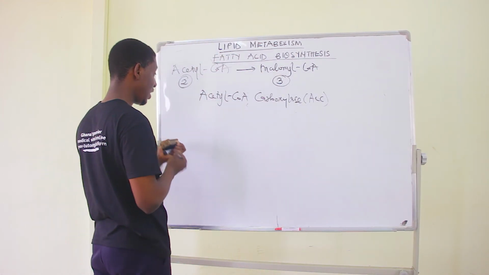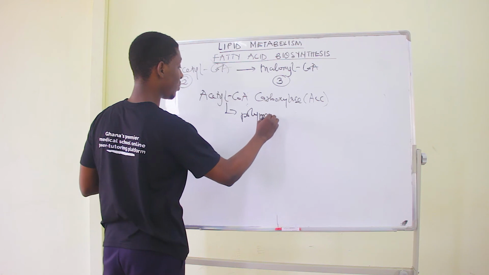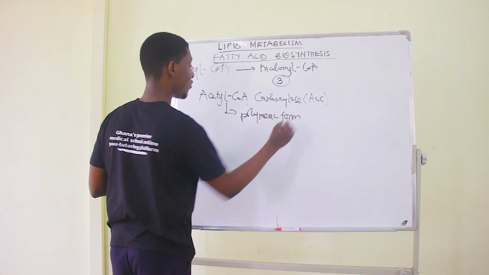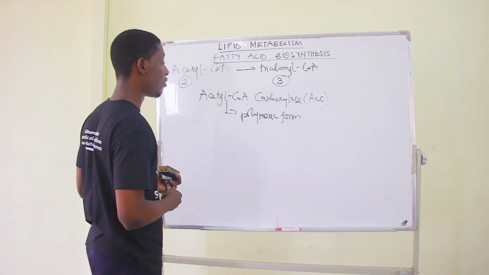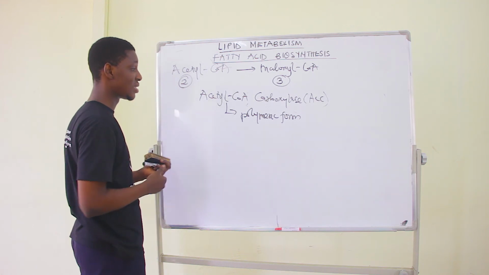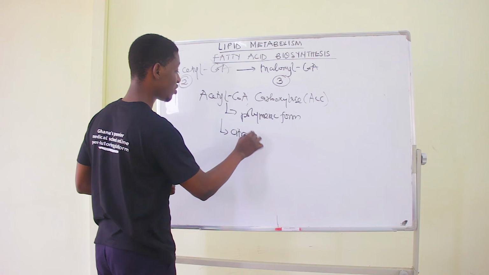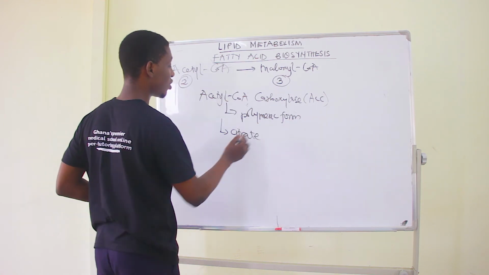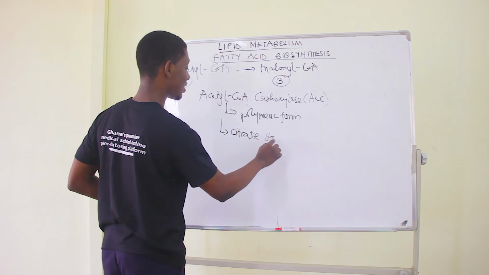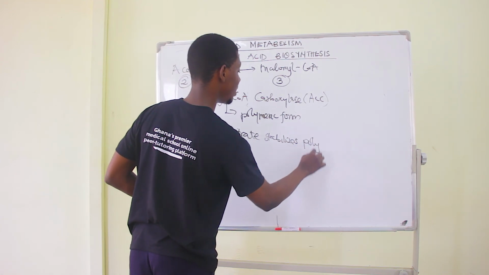Note that this enzyme functions in its polymeric form. So later on when we are looking at the regulation of fatty acid biosynthesis, you see that citrate upregulates this enzyme. How does it do it? It stabilizes the polymeric conformation.